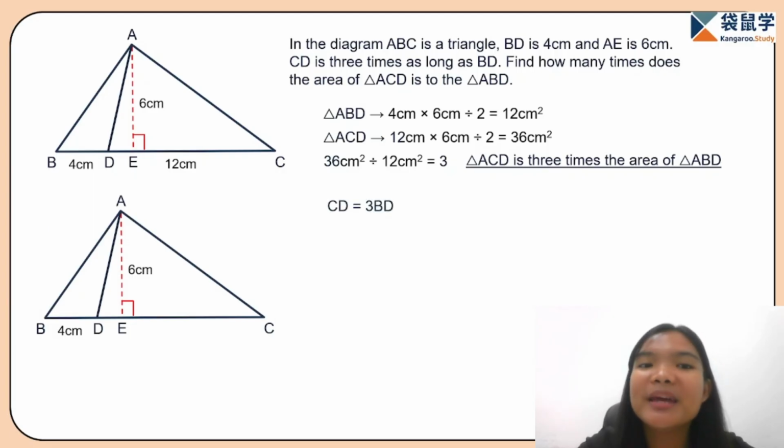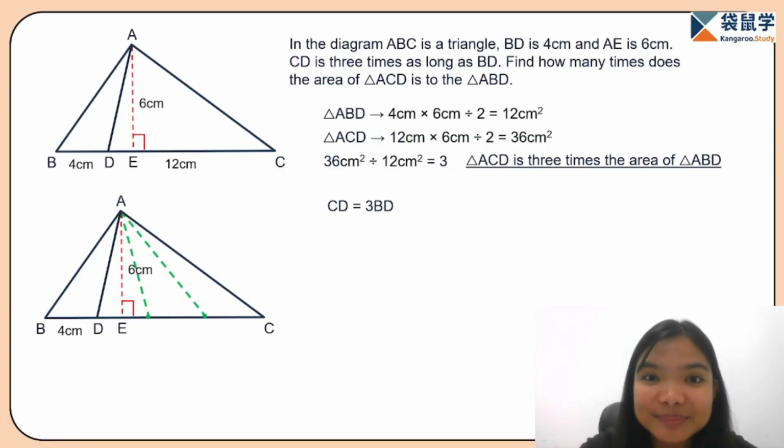To easily show, we can divide CD into 3 equal parts, wherein each part has the same length as BD. Here, we can split the triangle ACD into 3 smaller triangles. Now we have 4 small triangles. And what is the relationship of this?